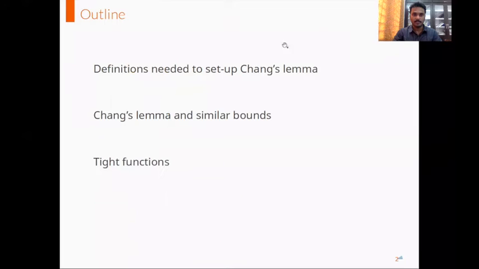So the talk is divided into three parts. First, I'll talk about some definitions which are needed to set up Chang's lemma. Then I'll talk about Chang's lemma, similar bounds, and some other improvements to these bounds. And in the final part, I'll talk about some type functions which match these bounds.